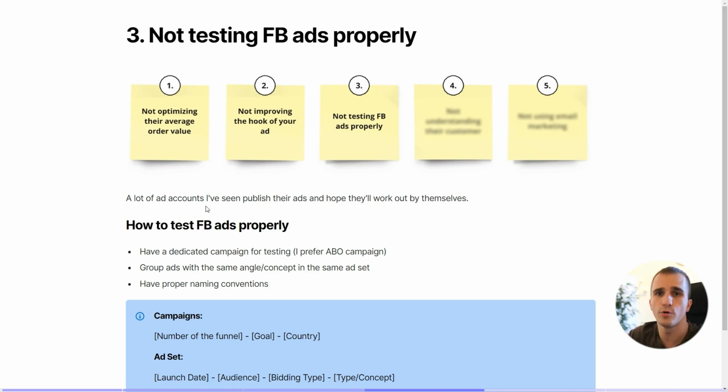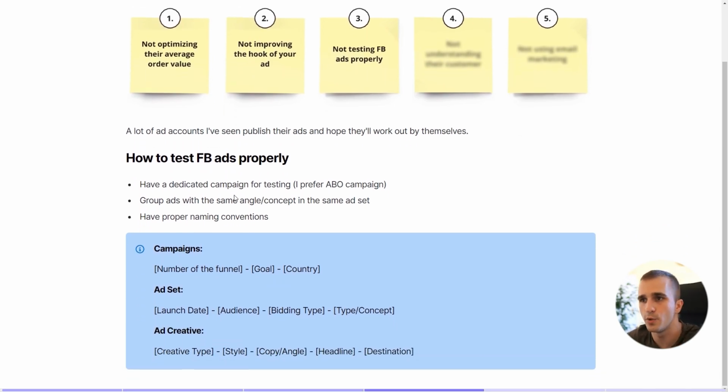For that reason, whenever you are publishing your ad, you want to make an assumption about what you are testing. So if that ad works, you have learned something from it. And if it doesn't work, you have learned what doesn't work and why, which is even more important. So every time you want to publish your ads, you need to have a dedicated campaign for testing. I prefer the ABO campaign because it just gives me more control of my budget. Also, you always want to group ads with the same angle and concept in the same ad set. This is also super important, because if you do it otherwise, Facebook will have a hard time positioning that ad set into their marketplace.